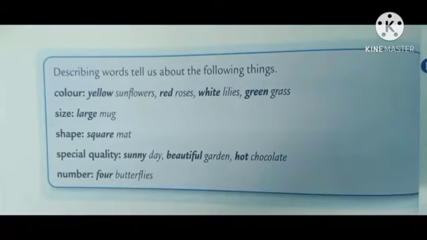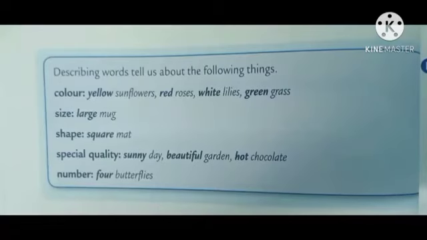So children, all these words are describing words. What are the nouns over here, children? Sunflowers, roses, lilies, grass. Okay, children. All these describing words are telling us about the color of the nouns. See further. Large mug. The word large is a describing word which is telling us about the size of the mug, whether the mug is small or large.